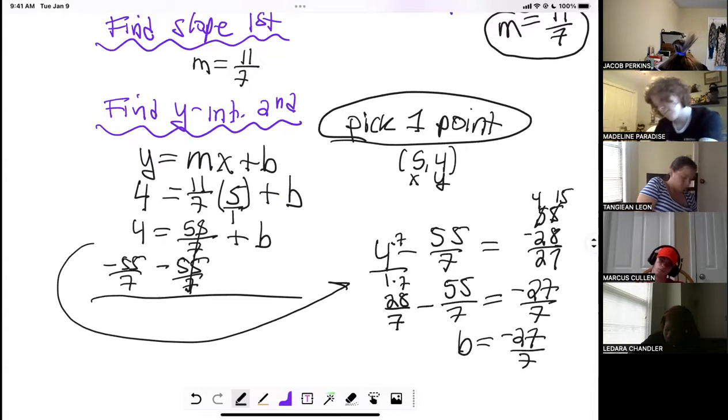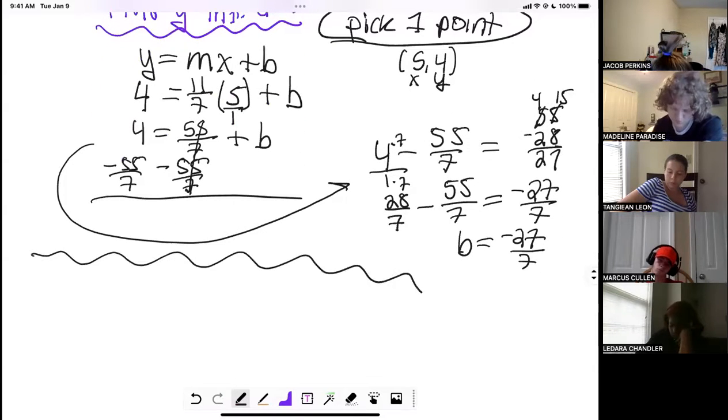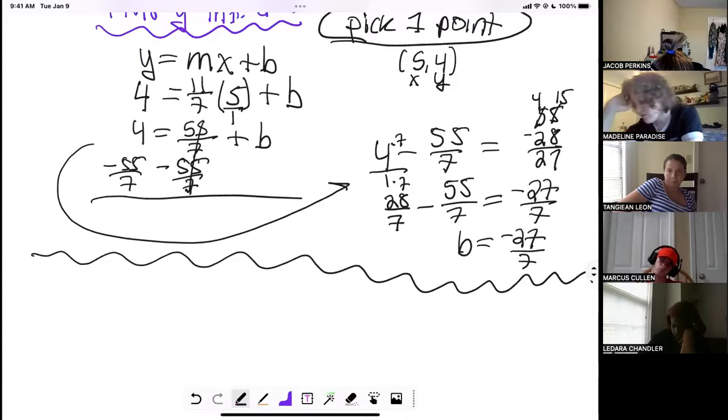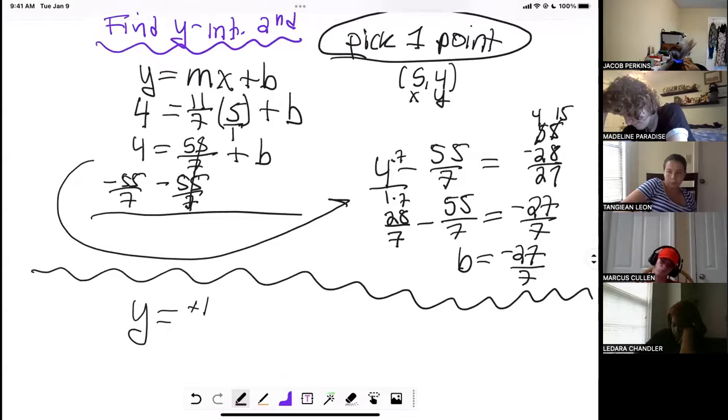But like you saw before, we can have a y-intercept that is a fraction. And you just leave it like that. Do not make it a mixed number. You leave it as an improper fraction. Now I can write my equation. My equation is y is equal to, my slope was -11, whoa, not negative, positive, sorry, 11 over 7 x, and my y-intercept is negative or minus 27 over 7.